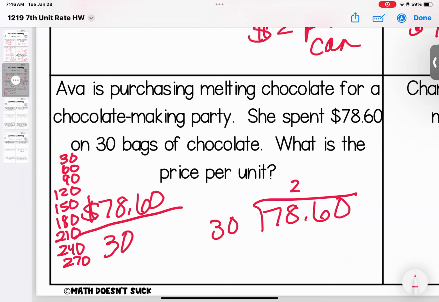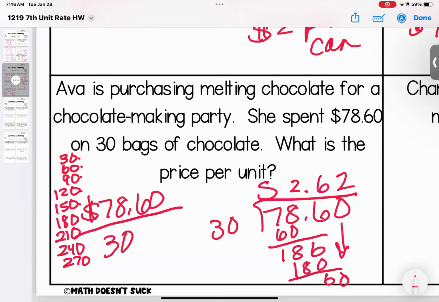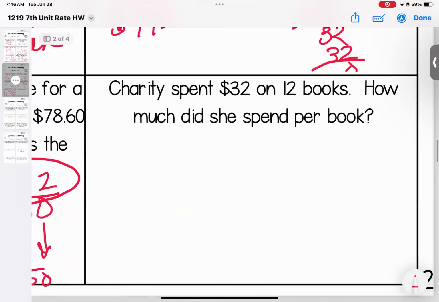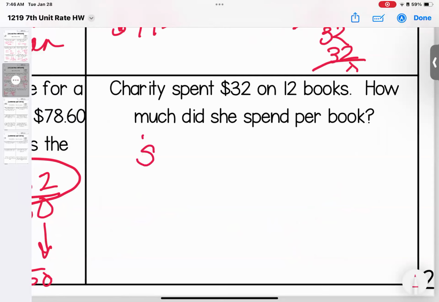30 is going to go in two times, which is 60. And then I look, 1, 2, 3, 4, 5, 6 is 180. Bring down our zero, and then two. $2.62. Remember, don't panic, we pivot. Charity spent $32 on 12 books.